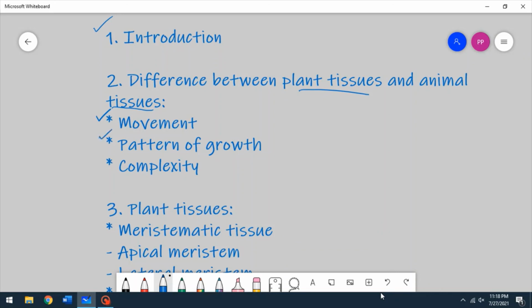With regard to the pattern of growth, we talked about the difference. Plants have limited growth, and their growth is limited to certain parts of the plant, while animals have uniform growth, typically. And then there's complexity, where we talked that plants are less complex than animals. And then we talked about plant tissues.